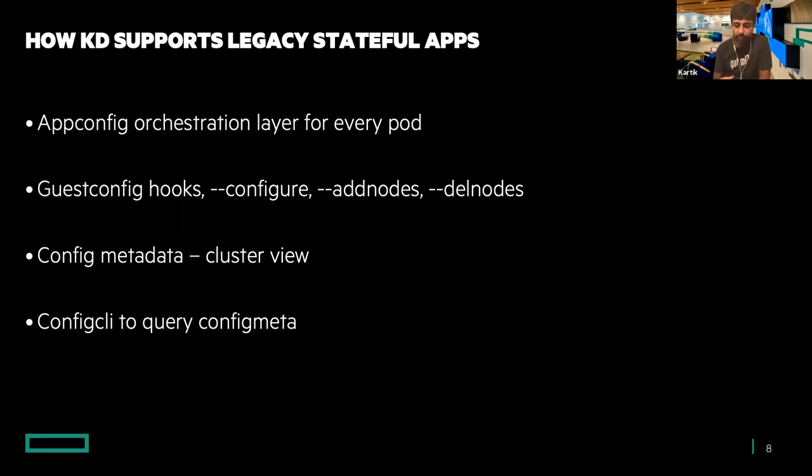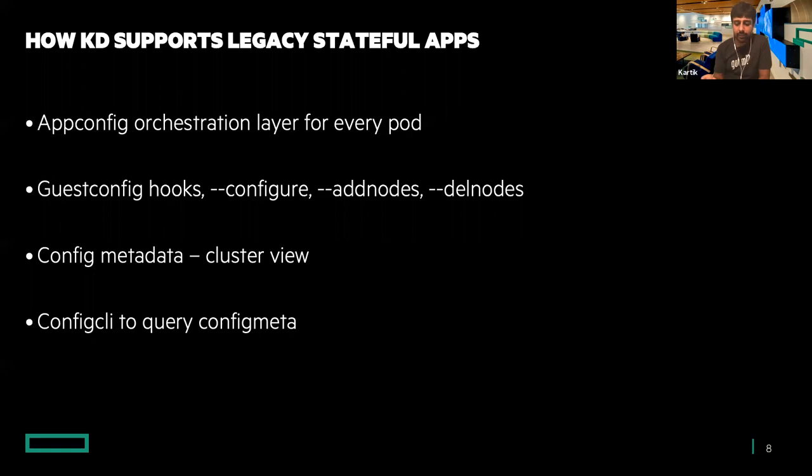We also have some lifecycle events, what we call guest config hooks. Basically they tell any service what's happening in the cluster. Is the cluster being expanded? Is it being shrunk, right? Nodes are being added or deleted. And then the config metadata data structure is updated, and then the service can react accordingly.